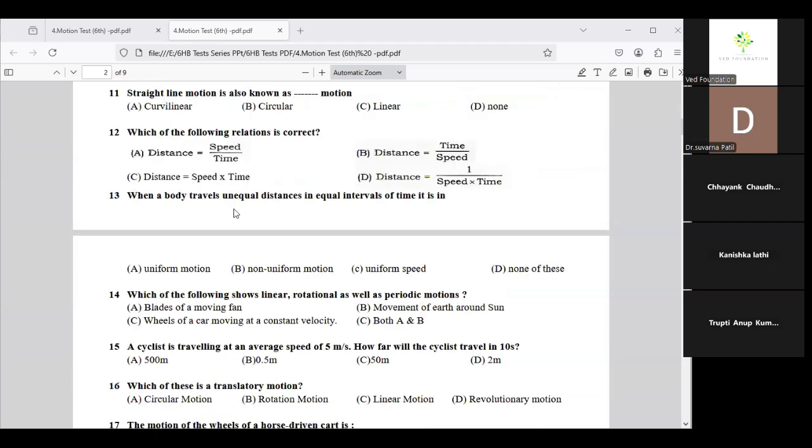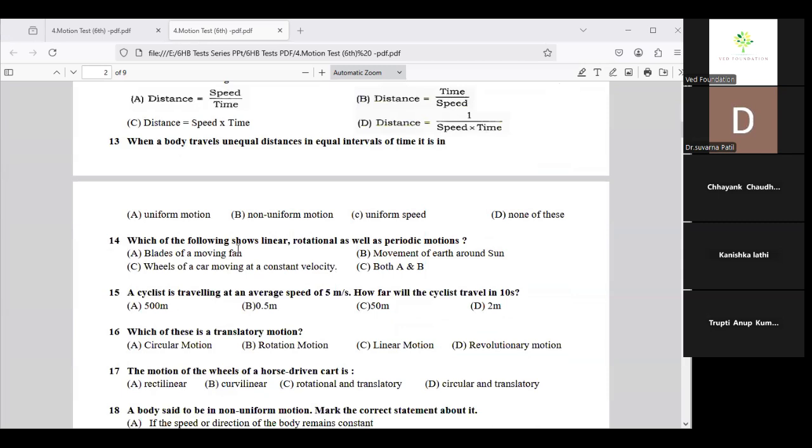13. When a body travels unequal distances in equal time intervals, it is in. Here unequal distances are covered in equal time intervals, which means the motion is non-uniform motion. Option B is correct.